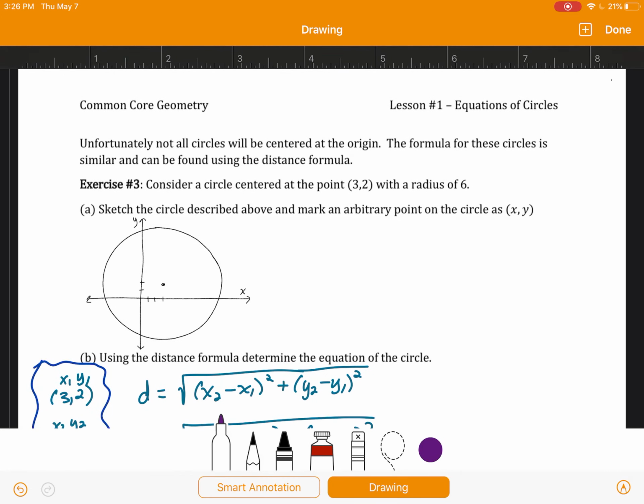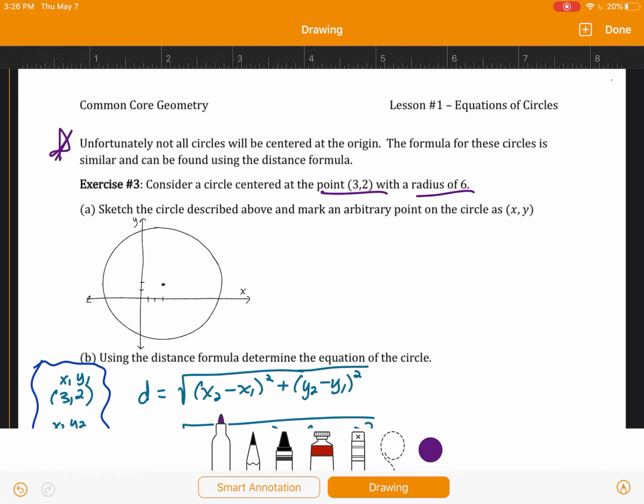But now it happens that sometimes we have circles that are not centered at the origin, like in exercise 3. We have a circle and the center is going to be at the point 3, 2. So that means it's not at the point 0, 0. It's going to be somewhere else. And it's going to have a radius of 6. That's going to be enough information for us to figure out the equation of this circle, and we're going to use the distance formula to do that.